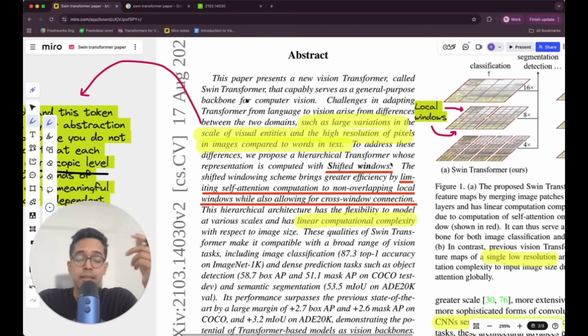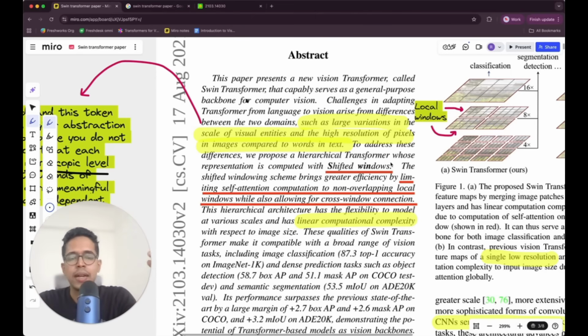But another thing is, because not having global attention is an issue, because the whole point of using a transformer is so that a token in one corner of the image can attend to another token in another corner of the image. So you can have long range dependency.